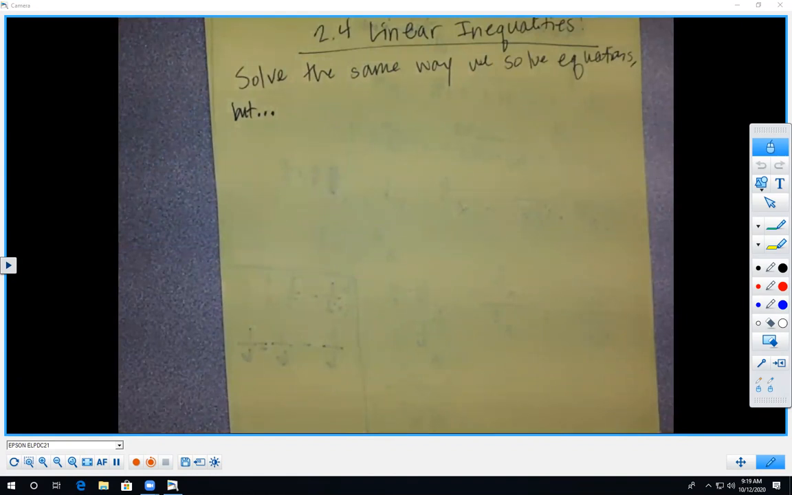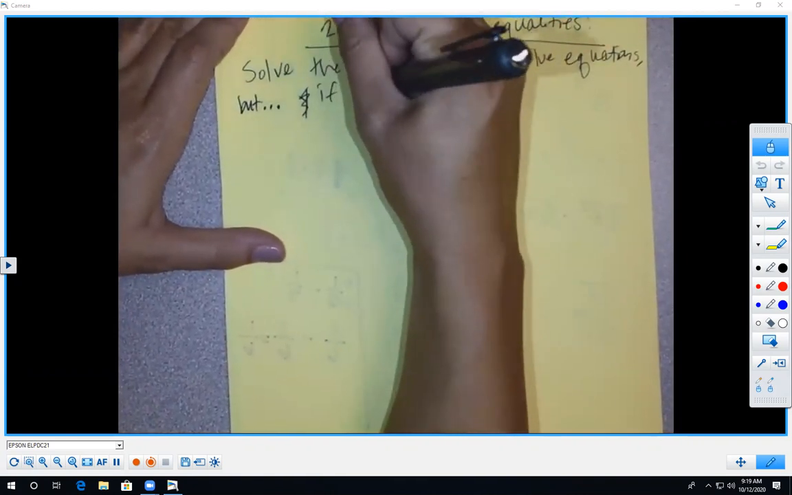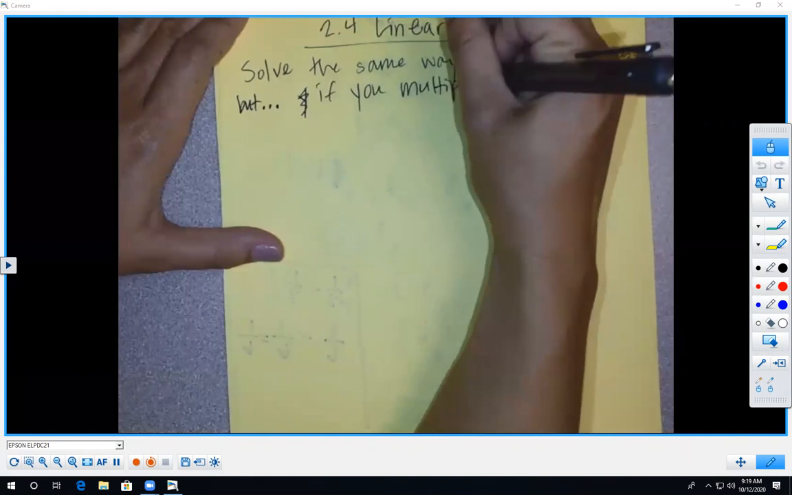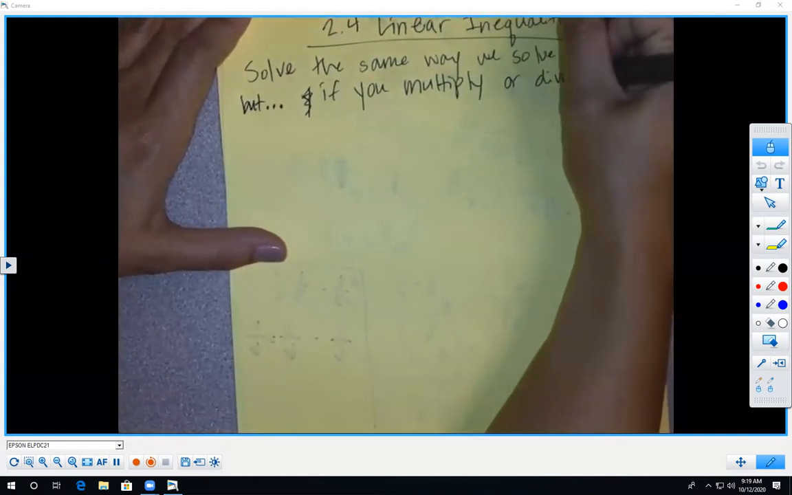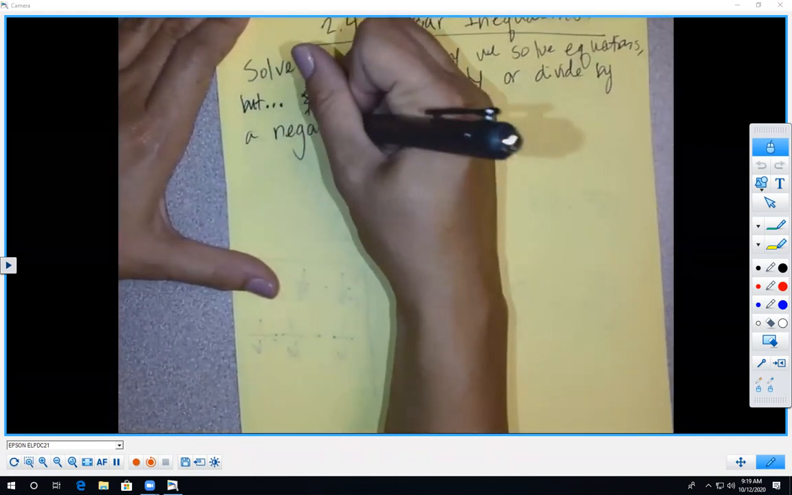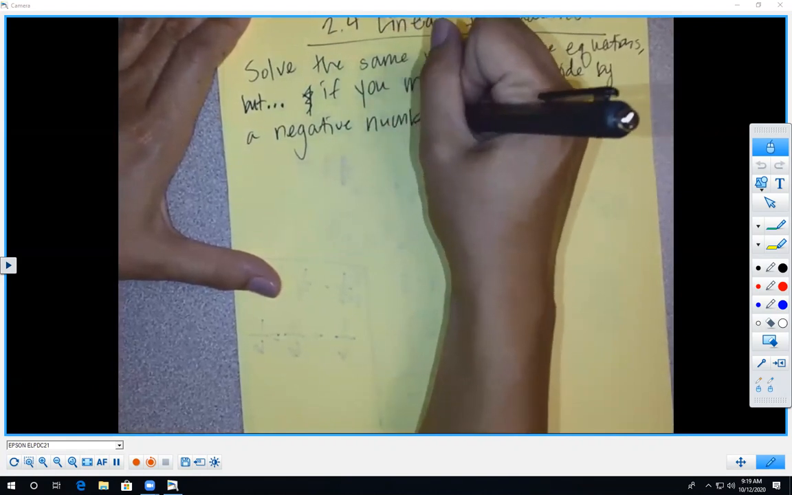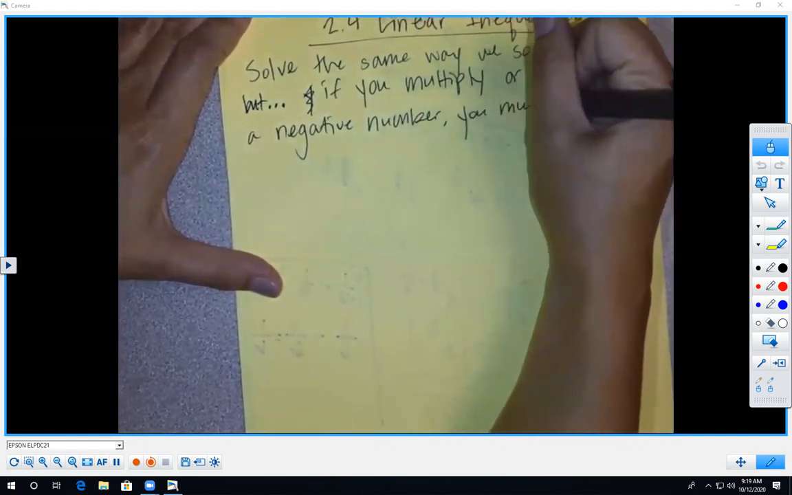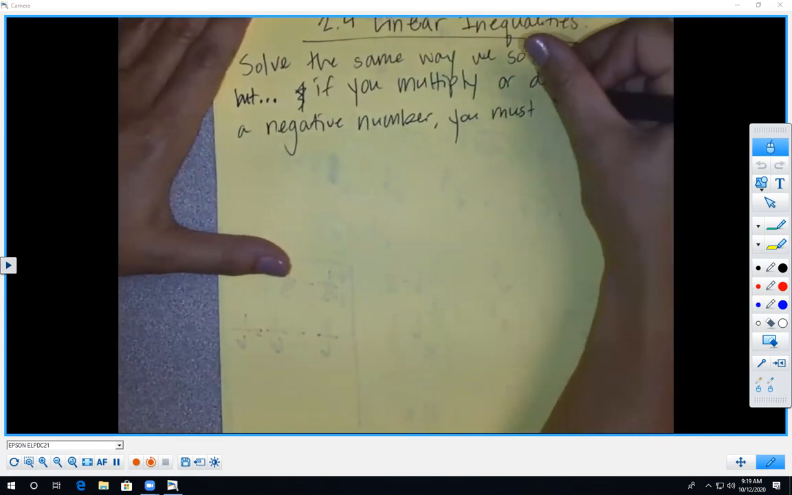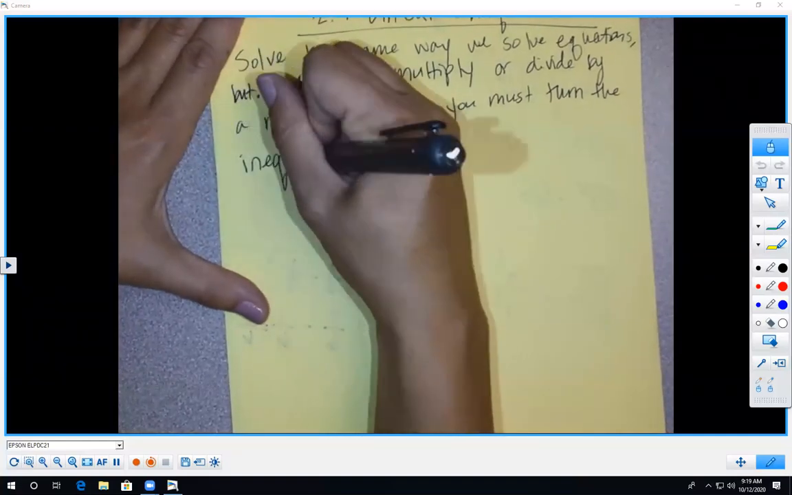Sometimes you have to flip the sign. When do you have to do that? If you multiply or divide by a negative number, you have to, I'm going to say turn the inequality symbol. I'll explain why I use those words in just a second.